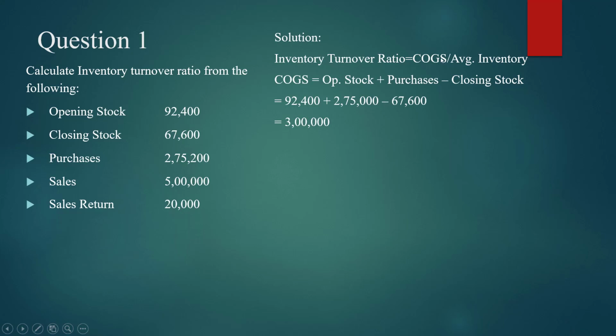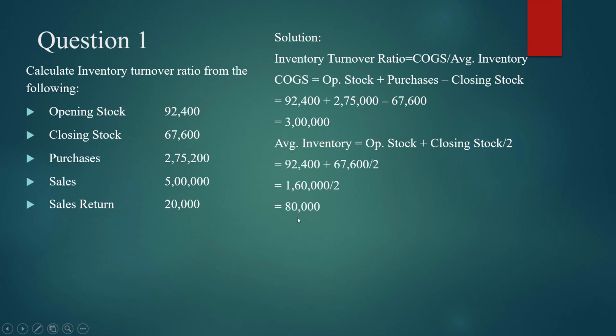So after we know the cost of goods sold, we'll go to average inventory. How to calculate average inventory? Average inventory is opening stock plus closing stock divided by 2. So we have opening stock and closing stock. We'll add these two and divide by 2. Then we get the value as 80,000.